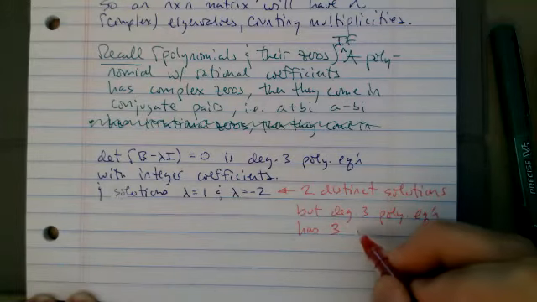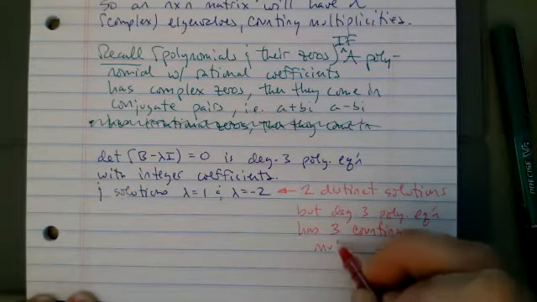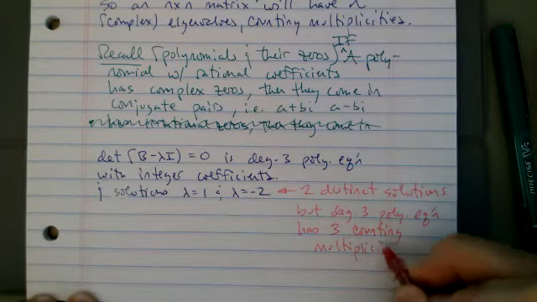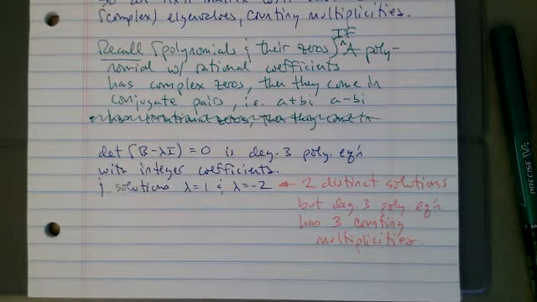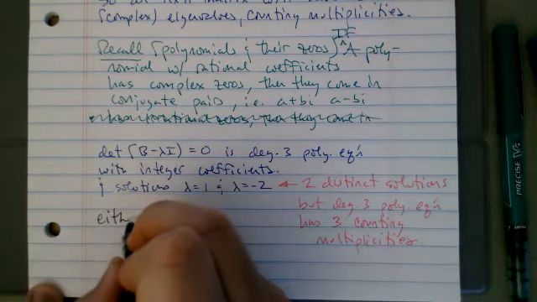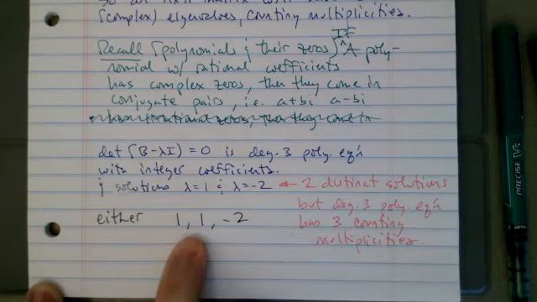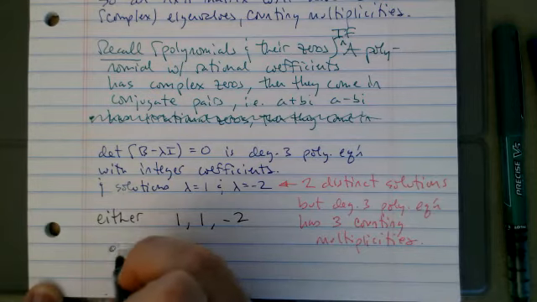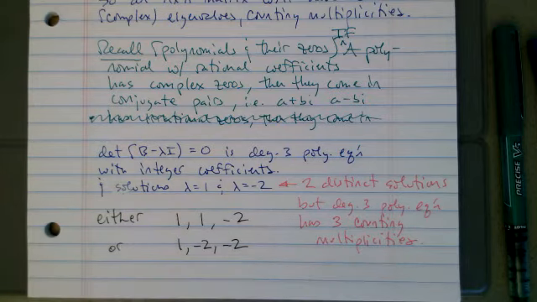Three, counting multiplicities. So the three solutions are either 1, 1, and -2, or 1, -2, and -2. So it's either 1, 1, -2, where 1 has multiplicity 2, or 1, -2, -2. It could be the -2 has multiplicity 2.